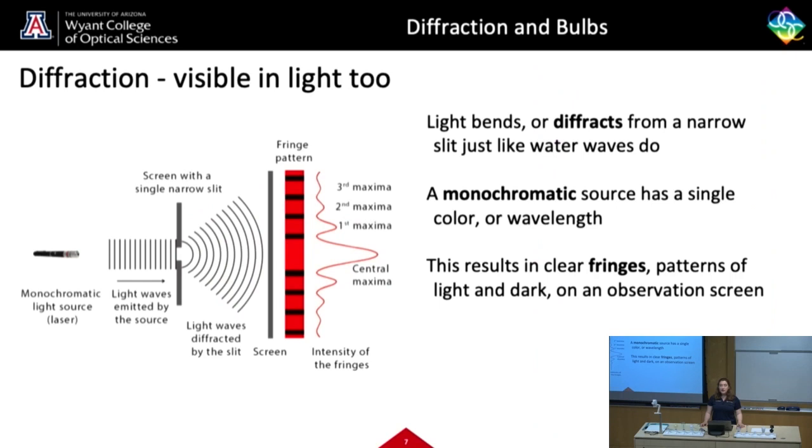It turns out that this diffraction works for visible light too. Light bends or diffracts from a narrow slit, just like those water waves in the previous example. Here we have a monochromatic light source, or a laser, and it only has a single color. And that single color has a set of fringes on an observation plane placed past the slit. Mostly when you see a laser go through a slit like this, you'll typically only see the central maxima. But there are other maxima off-center. We're looking at what if we increase the brightness of those off-center maxima.